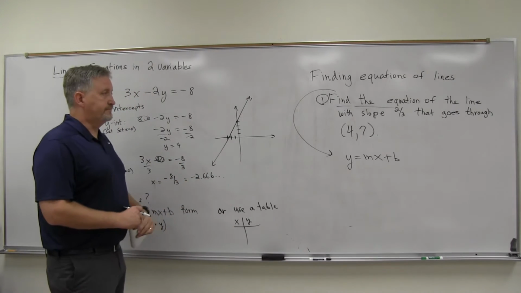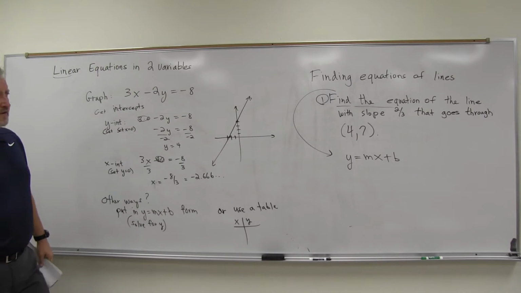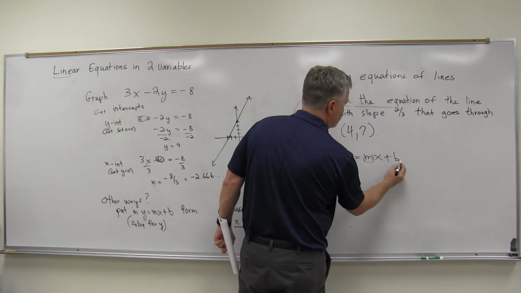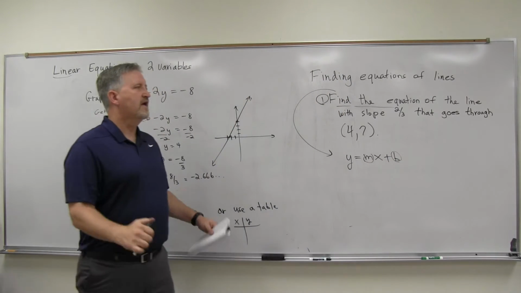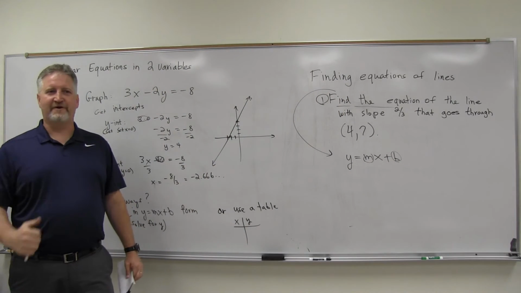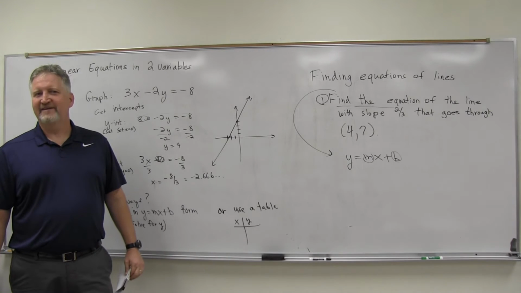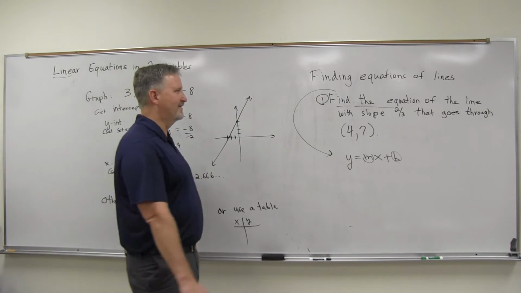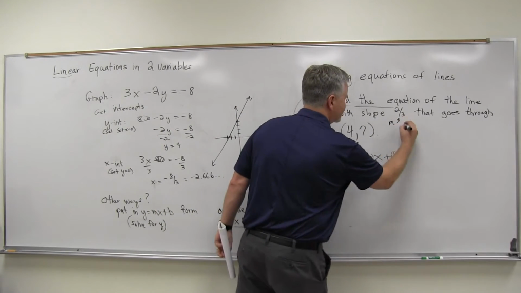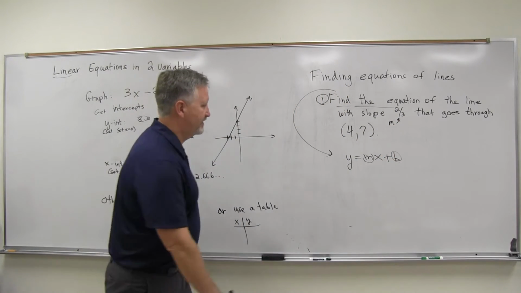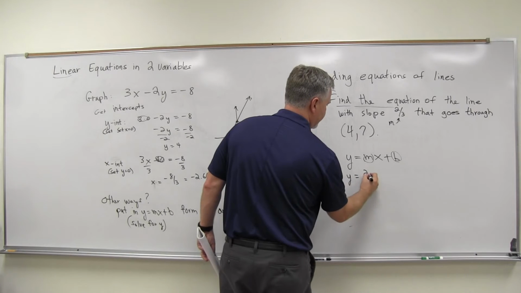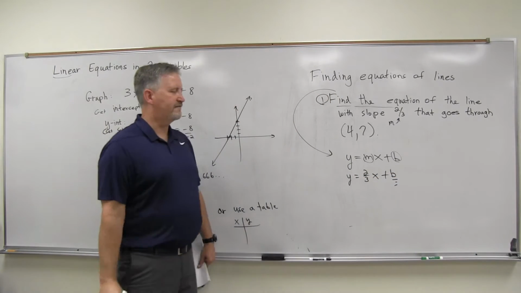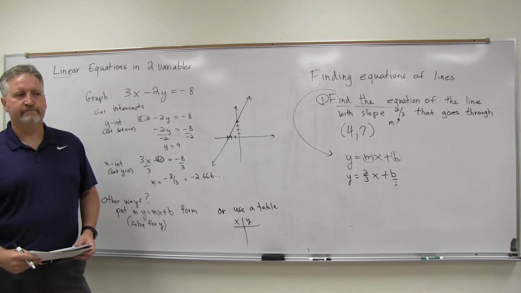To finish off this equation, I need to know two things: the m and the b. Fortunately, I have one of those provided, the other one not so much. Which one do I have? Yeah, I got the m. M is the slope, so I can plug that in right up front. Now it's just a matter of finding the b.